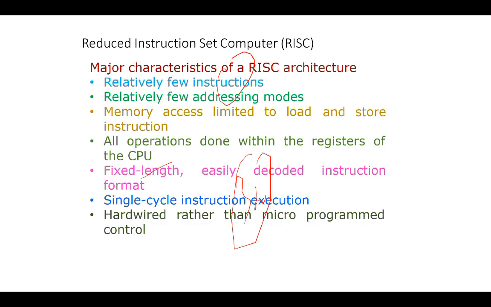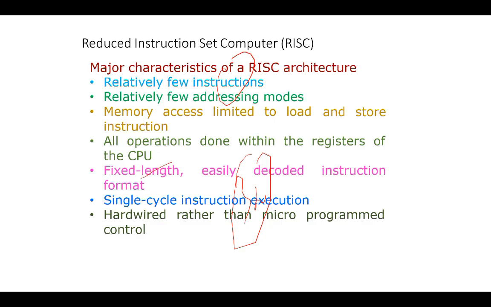The next is hardware rather than microprogrammed control. So automatically we can say it is a hardware control unit. This RISC processor uses hardware control instead of microprogrammed control. This hardware control produces the control signals directly from the hardware circuits. Simply we can say the instruction set automatically becomes faster with hardware control, and the processor design also becomes simpler.